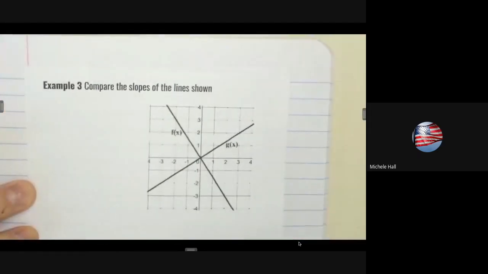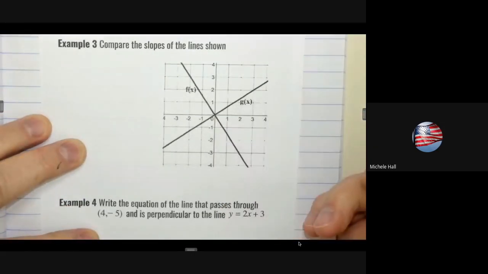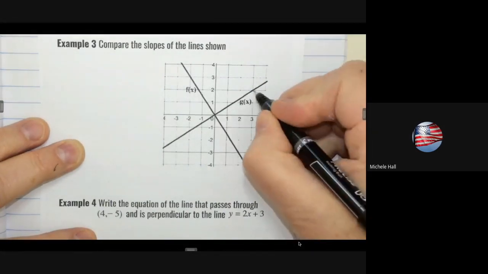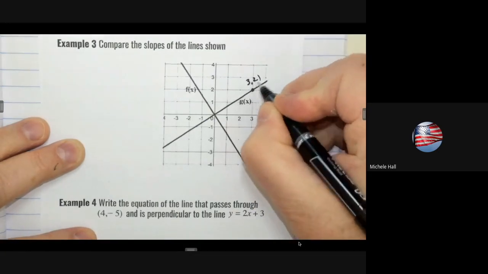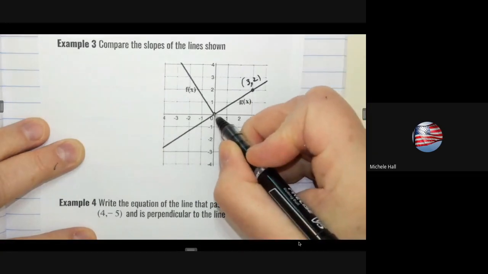Example 3: compare the slopes of the lines. We have f(x) and g(x). All right, we need to compare them. Well, they're not parallel, but we need some evidence. We can't just look at it and say, well, I think that it's. So let's pick some points on the line, and then we will look at their slopes. So here I see the corner of a box. That's going to be (3, 2). And I'm going to use the origin, nice, (0, 0).